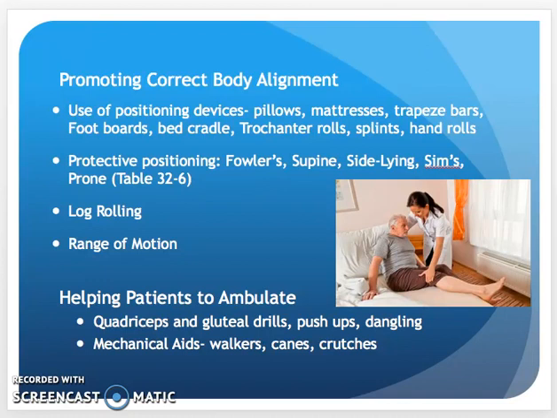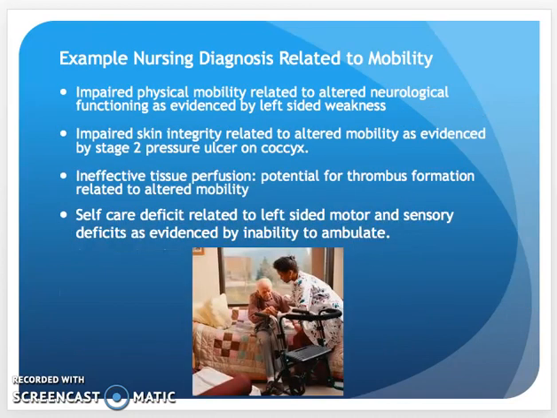Once the person is able to sit up and start standing and taking some steps, you want to use mechanical aids, walkers, canes, and crutches. If through your assessments you determine a person actually has impaired mobility or a risk for impaired mobility, or they have a problem related to impaired mobility, you're going to want to create a nursing diagnosis related to this issue. These are some examples: impaired physical mobility related to altered neurological functioning, as evidenced by left-sided weakness.